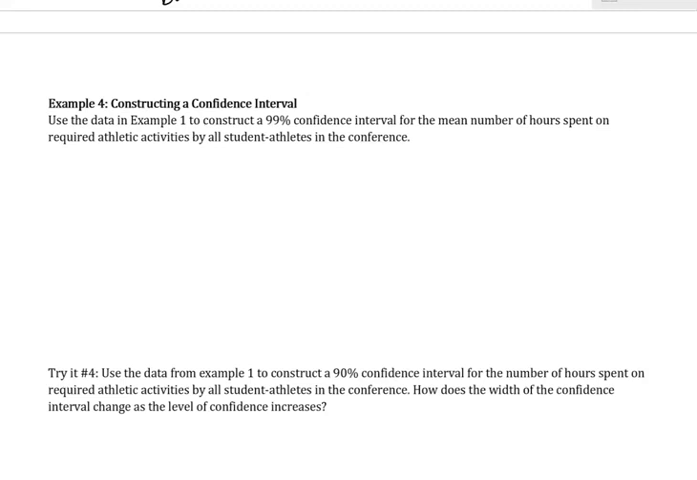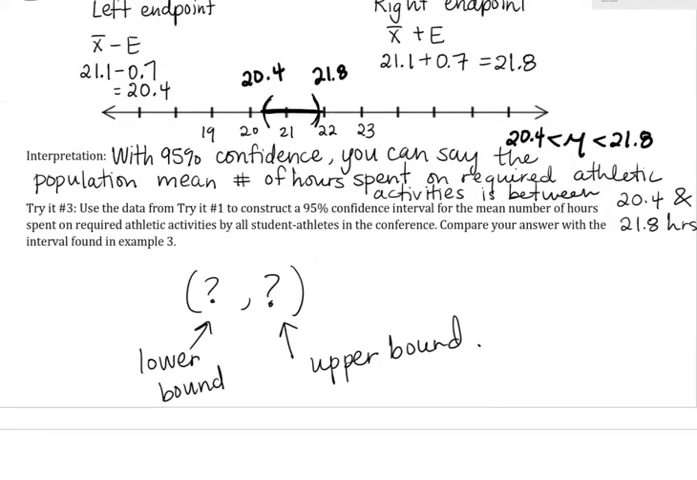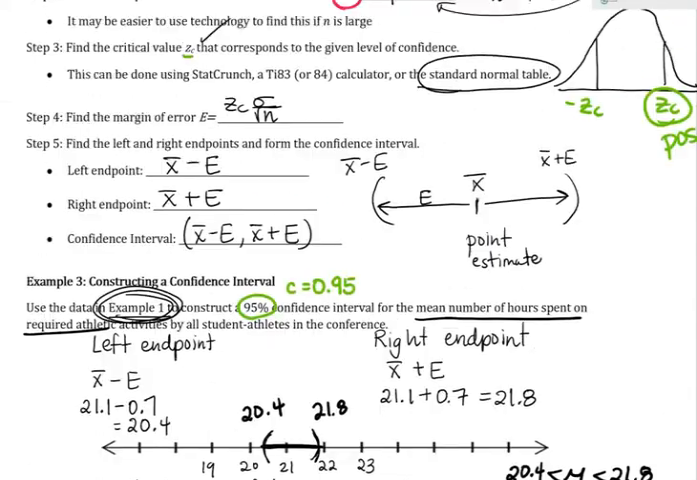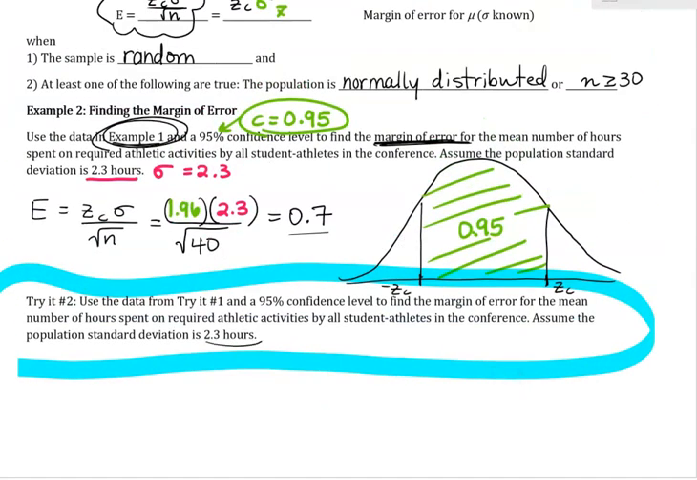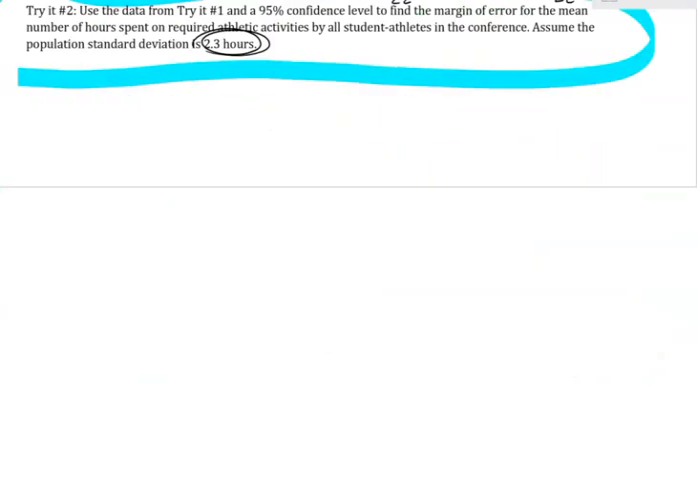So in example 4, we're forming another confidence interval from the same data in example 1. From example 1, we already know that our X bar is 21.1, and that our sigma wasn't given in example 1, but it was given when we found the margin of error as 2.3 hours. Sigma is equal to 2.3 hours. We did use that when we found the margin of error for the 95% confidence interval.